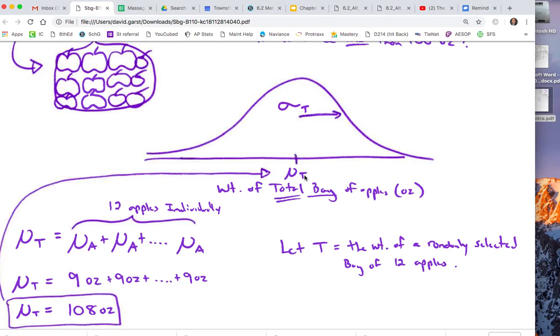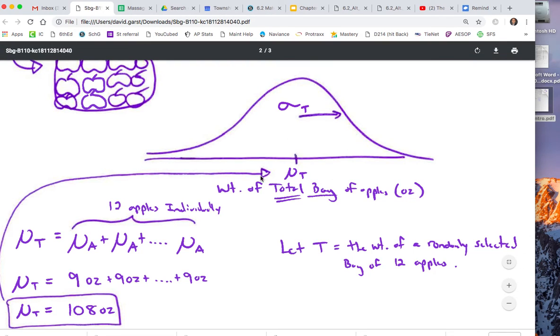That would be 108 right here in the center, letting T be the total weight of a randomly selected apple. So for the centers, you just add them all up in this case. It's not a big problem. The tricky part comes with this standard deviation T.